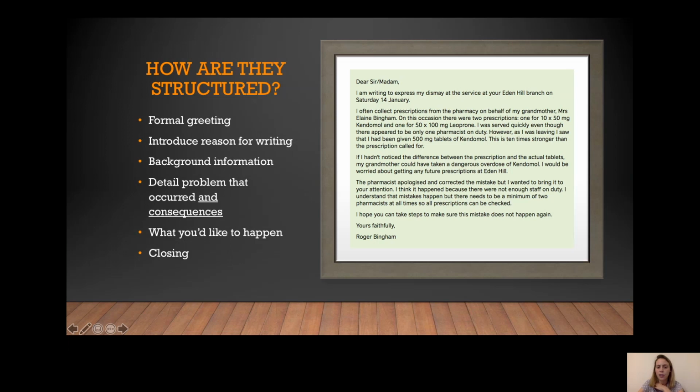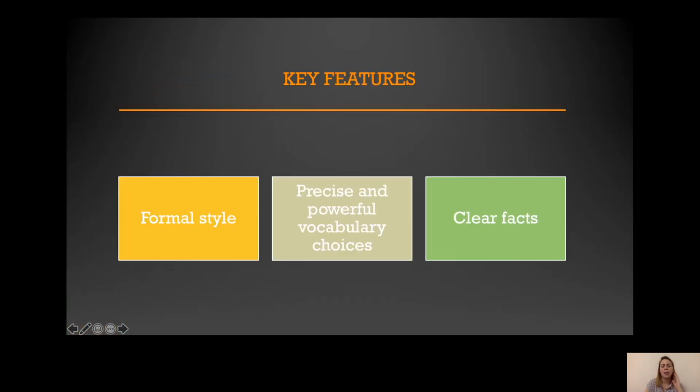Now, depending on the situation, you might have several problems, or you might have more background information. But when we read the situation, we can tweak our letters accordingly. Okay, now, as I've already alluded to, writing in a formal style is really important when we're writing a complaint letter, as is using precise and powerful vocabulary choices, so detailing exactly what happened and exactly the effect that it had on you.